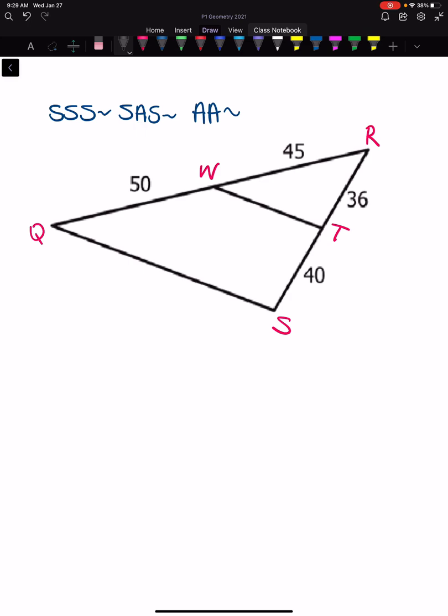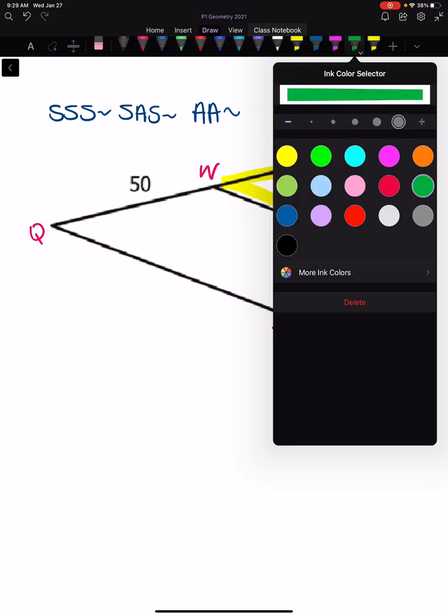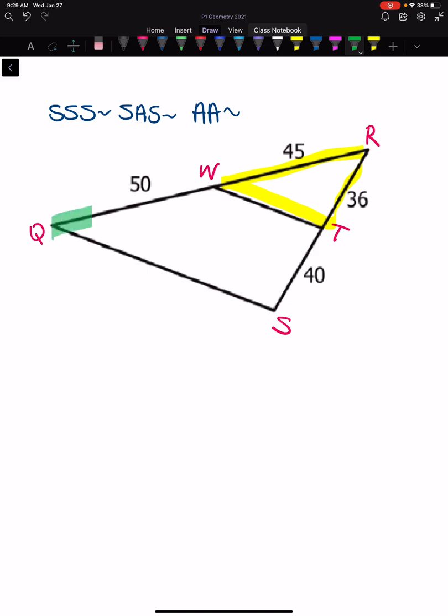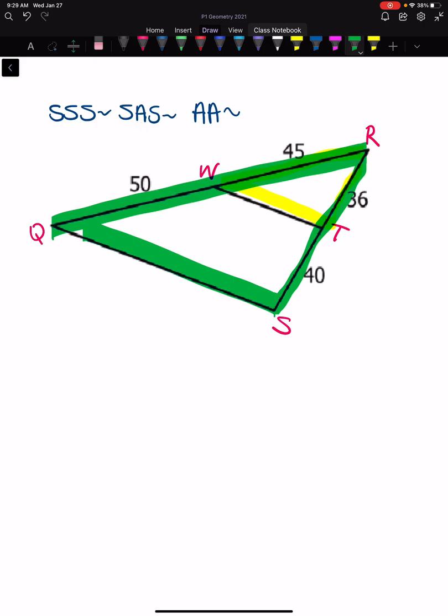So in this example, we're asked to prove these two triangles similar, right? I've got overlapping triangles here, right? So I've got triangle WRT, which is that small one, and that's stacked on top of QRS, which is that big one in green.